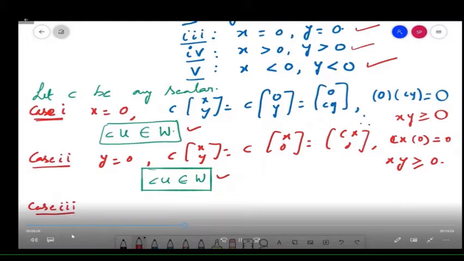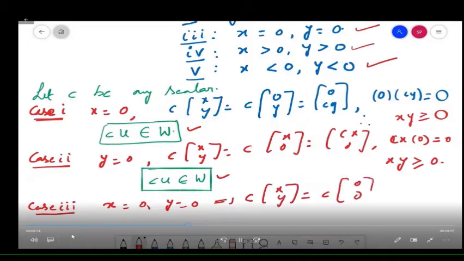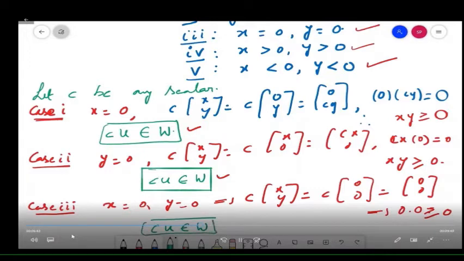Case 3 is both x equal to 0, y equal to 0. Then in this case c into (x, y) is equal to c into (0, 0), which is equal to (0, 0). Therefore we have the product xy, that is 0 into 0, is equal to 0, that is either greater than or equal to 0. Therefore in this case also I have cu belong to W. Case 3 is over.